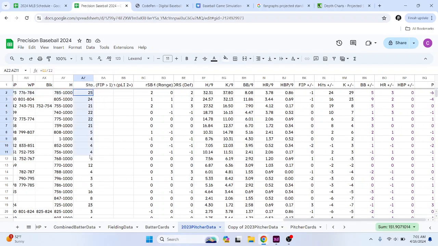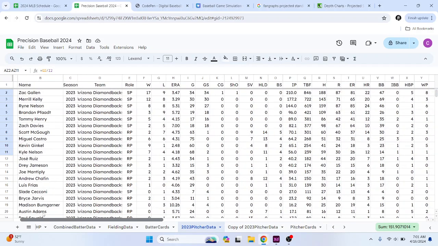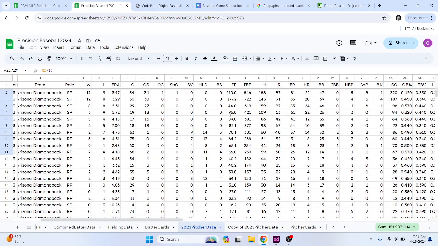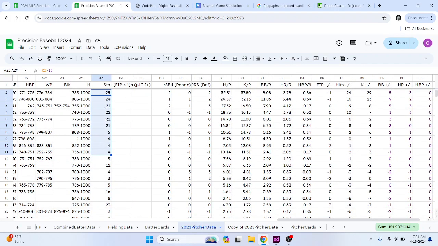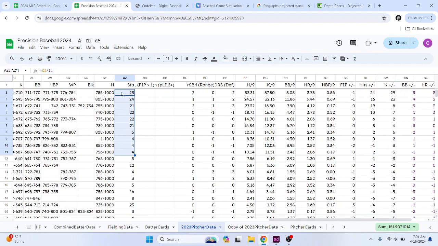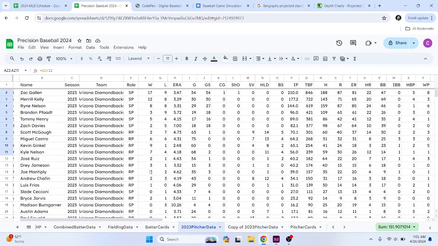I figure their stamina. Their stamina is just total batters faced divided by games pitched. So I don't do games started. I don't split up starters and relievers. So these numbers are maybe off by 1 for some of these players because I'm not using games started. So this guy might actually be a 26, not a 25 if you use games started. But it only happens for guys like this where he has a few relief appearances.